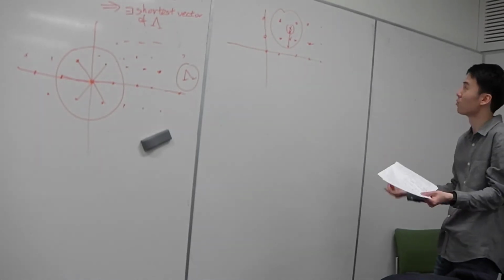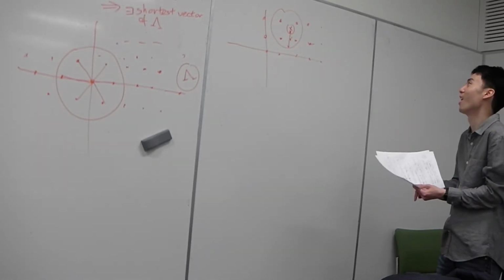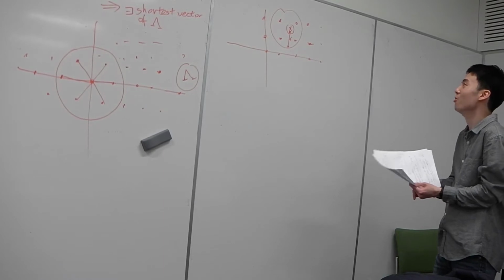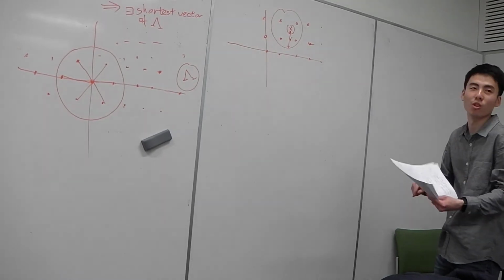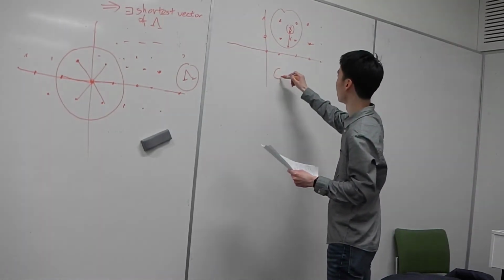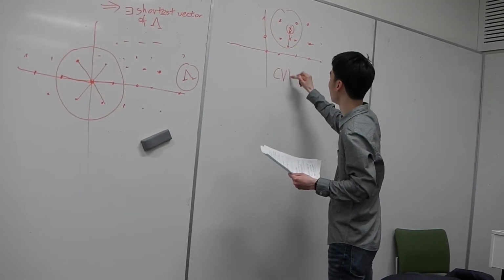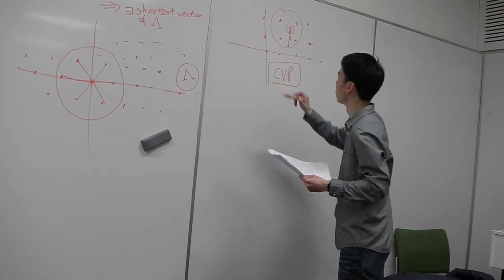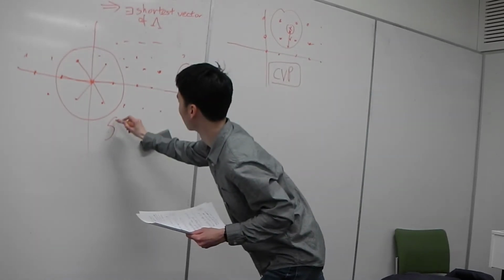So that problem is again hard. There's no known algorithm that is really efficient, I mean, solving very quickly. And this kind of problem we call the closest vector problem, CVP. And this is the shortest vector problem, SVP.